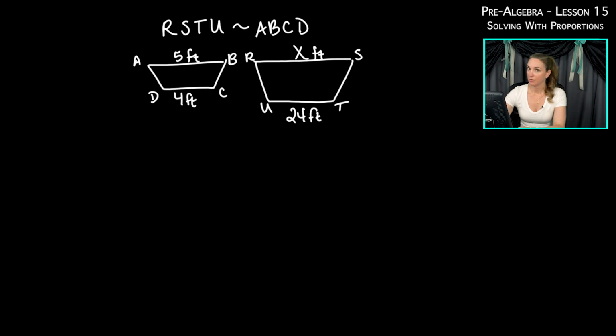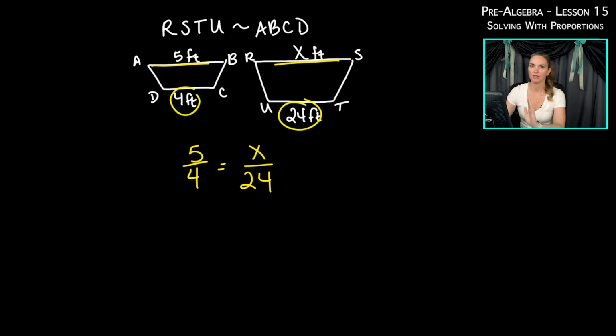So let's go ahead and set up our ratio, or our proportion, excuse me. So we have two ratios. So the first one, I'm going to do 5 over 4 equals X over 24. Notice on the same side of the equal sign, I kept the shapes together. So I did ABCD on this left side, I did RSTU on the right side, and then the numerators are the long side, and the denominators are the short side. So we have to keep everything proportional.